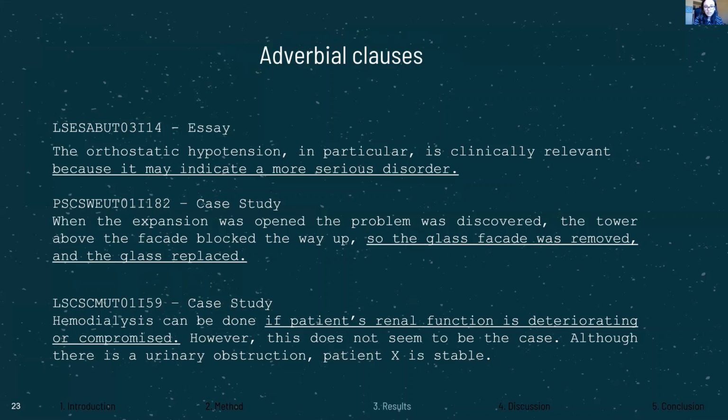But if we look at these other examples as case studies, we have one case study in the physical science and one case study in life science. In the physical science case study, we can see that so is being used as an ordering device. The student is reporting on a building, a construction, and then giving the different stages of this construction and the solutions for that. So is being used as an ordering device, while in life sciences, we have if, because one of the points of a case study in life science is to show that the student understands the different courses of treatment that he could give to this patient. So hemodialysis can be done if patient's renal function is deteriorating or compromised. So the student is showing that he actually considered two options of treatment.